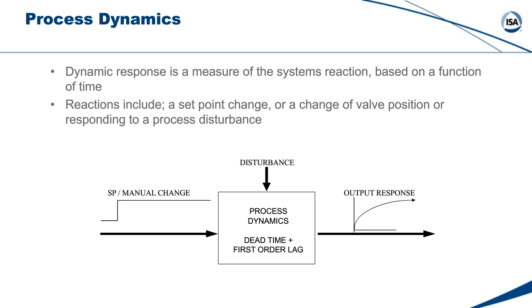For instance, in the graph here, a flow control valve may have been opened an additional 10%, which is our set point or manual change shown on the left, resulting in an increase in the flow rate from an initial steady state value to a new steady state value. This value does not respond instantaneously. It takes a little bit of time for the new steady state to be reached.